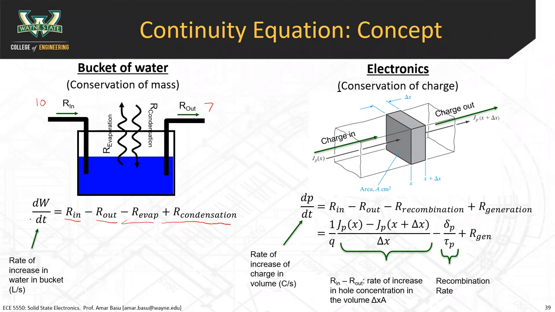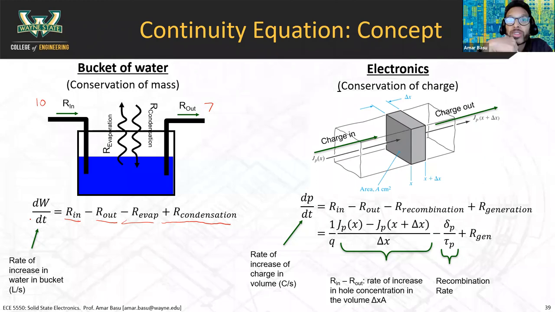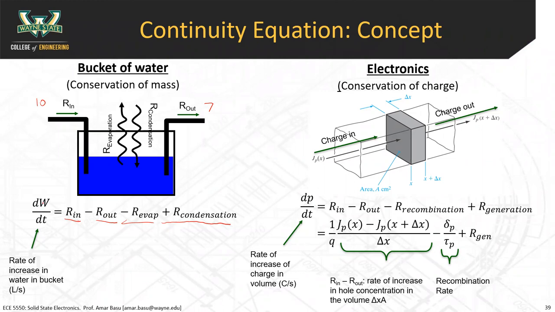There's no accumulation, and then there's no reduction either. So this dW dt goes to zero. Okay, that's a special case that we can consider. So we're basically going to do this continuity equation here.